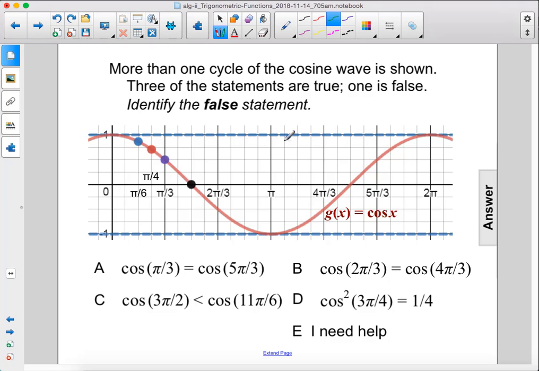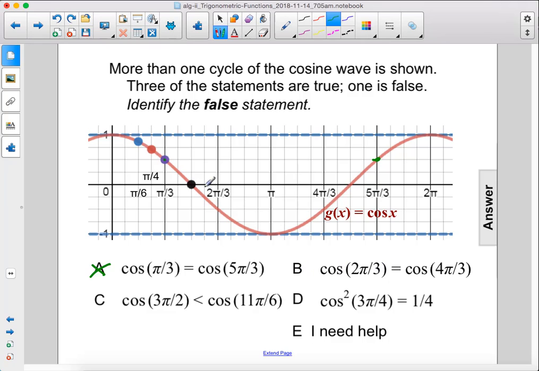More than one cycle of the cosine wave is shown. 3 of the statements are true, 1 is false. Identify the false statement. Cosine of pi over 3, so that's this purple point right here, equals cosine of 5 pi over 3, which is this point right here. And as you can see, they have the same y value, which is at exactly 1/2. Therefore, this is true.